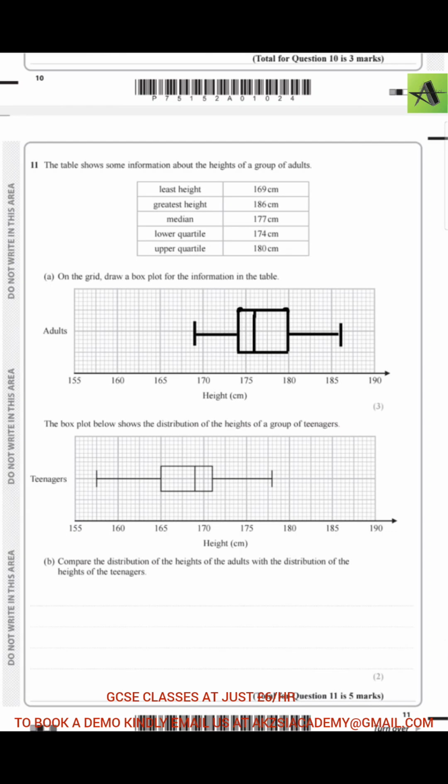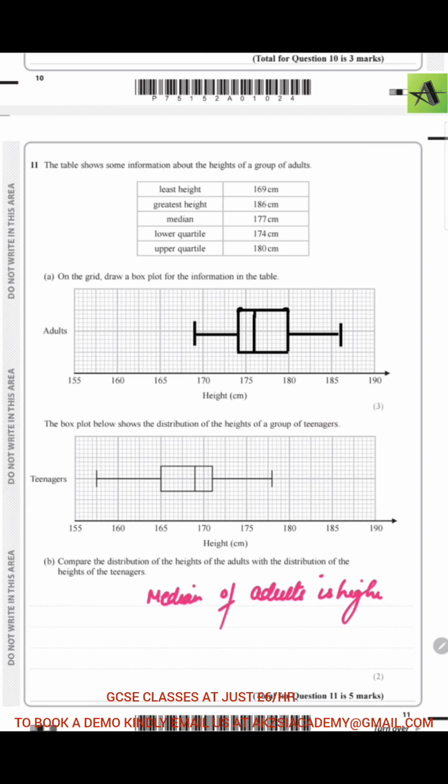It says compare the distribution of the heights of the adults with the distribution of the heights of the teenagers. Clearly we can see that the adults have the higher median, right? They have the median here, which is 168, and here the median is 177. So I can compare. Whenever we have to compare, we compare the medians and the interquartile range. So here I can say the median of adults is higher.